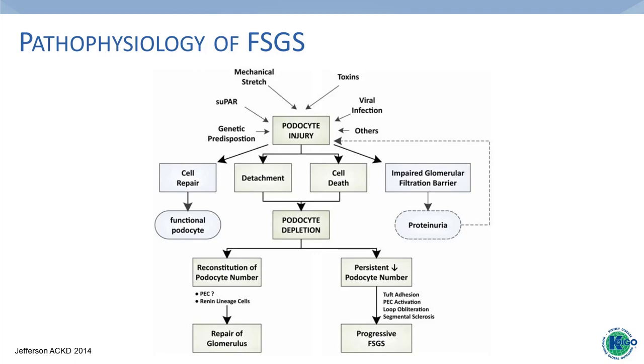In situations of healthy adaptation, reconstitution of podocyte number may lead to recovery of glomerular architecture and function. But in situations of maladaptive response, as we see in FSGS, persistent podocyte depletion produces a cascade of steps, including tuft adhesion, parietal epithelial cell activation, and segmental sclerosis, all leading to progressive FSGS lesions.